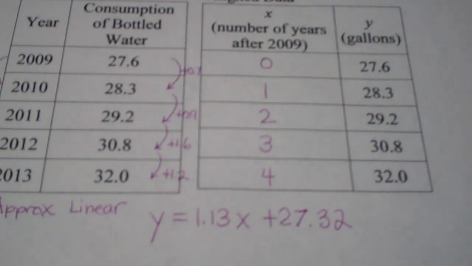Okay, so this is a summary of how to find an equation for a line when it's exactly linear and when it is approximately linear and we need to use linear regression. So I hope you'll take some time to practice.